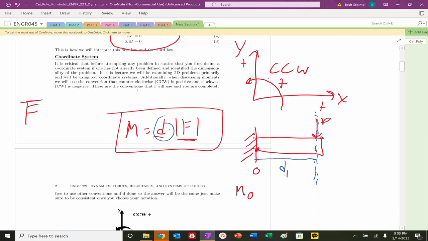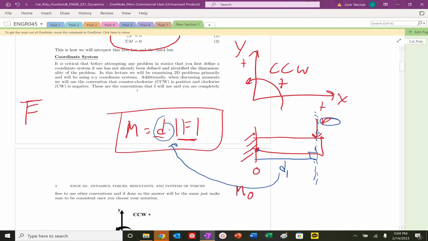So I could call this D1, and I'm going to plug in D1 right here. The magnitude of my force will be essentially P here. But it is the perpendicular line of action to my origin. My lever arm is essentially the perpendicular distance to that line of action. So we're perpendicular here, and that is essentially how we're going to calculate moments.